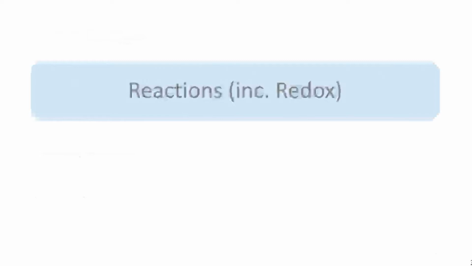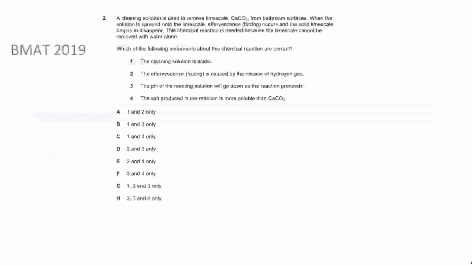So firstly guys, let's go over the first topic, which is going to be reactions, and this includes redox reactions. Let's go to the first question and read this together. BMAT 2019 question 2. A cleaning solution is used to remove limescale, which is basically calcium carbonate, from bathroom surfaces. When the solution is sprayed onto the limescale, effervescence, fizzing, occurs, and the solid limescale begins to disappear. This chemical reaction is needed because the limescale cannot be removed with water alone. Which of the following statements about this reaction are correct? And you have 4 statements.